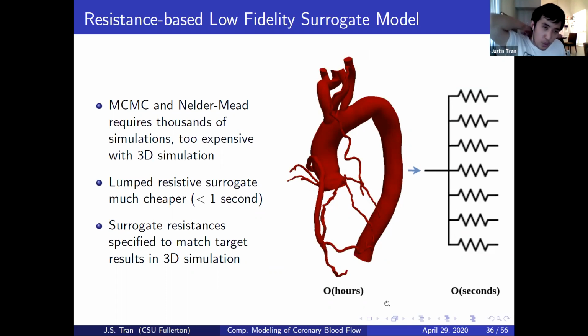What you can do instead is replace your 3D simulation with what's called a 0D surrogate. I leveraged that circuit element analogy that we talked about before. Instead of solving this 3-dimensional CFD, we can solve a lower order resistance surrogate, and this solves in a matter of seconds. This allows us to run our really expensive MCMC or our really expensive optimization, and get parameter samples that we can eventually use to run our 3D simulation.